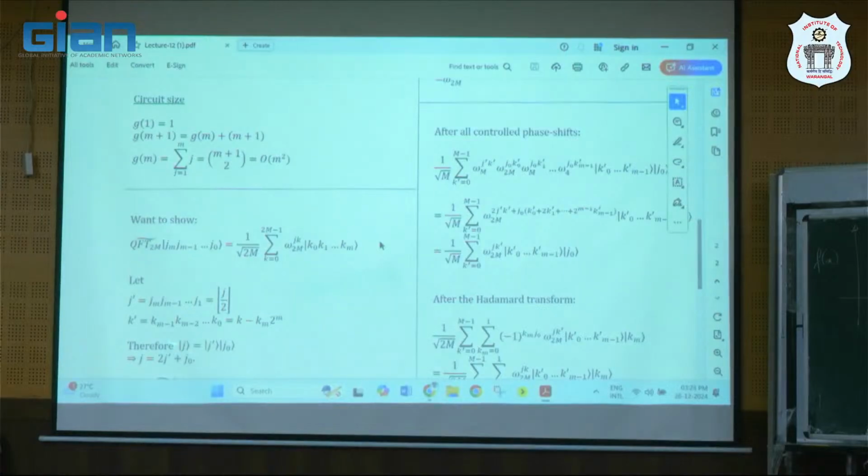Now, what is J? J prime and J0, in that order. That means J is equal to 2J prime plus J0. You agree? J prime is the number coming from the top m bits, and J0 is the last bit. What will be the whole J? 2J prime plus J0. Agreed?